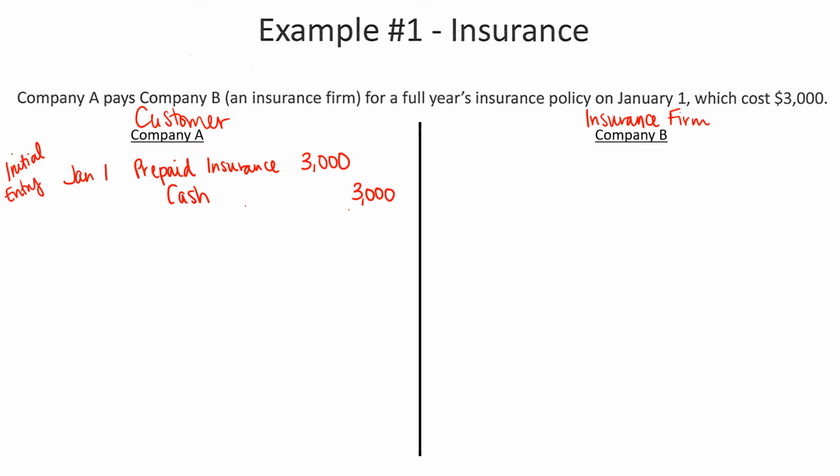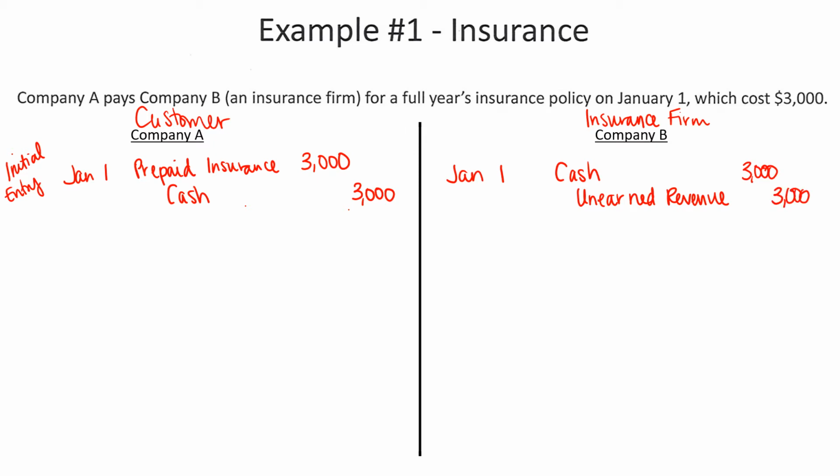So this is showing a prepaid expense from the customer side. So if a customer is prepaying something, that means that the insurance firm is receiving cash, but it's for a service they haven't fully provided yet. So they haven't earned this revenue yet. So the entry that they will make on January 1st is to debit cash, showing that they recorded cash, and then to credit unearned revenue. And that amount is $3,000.